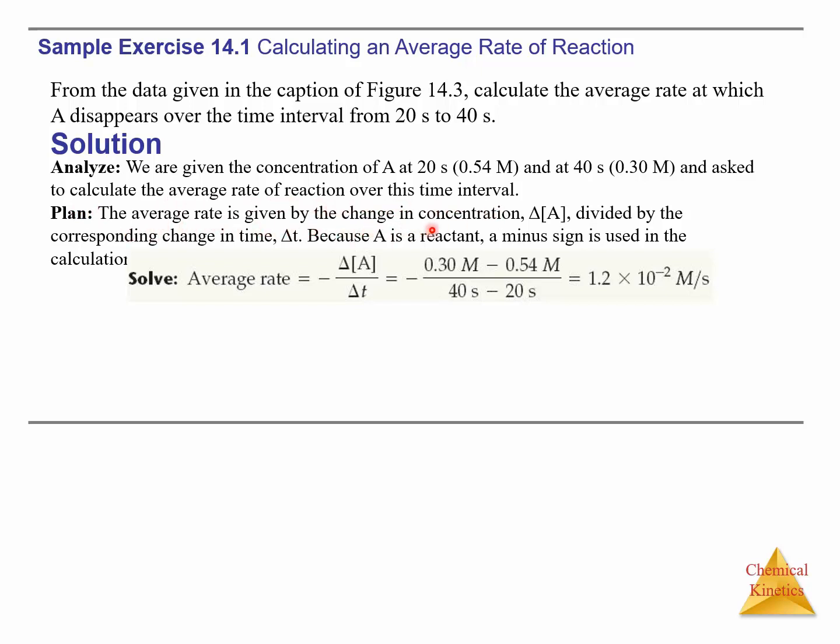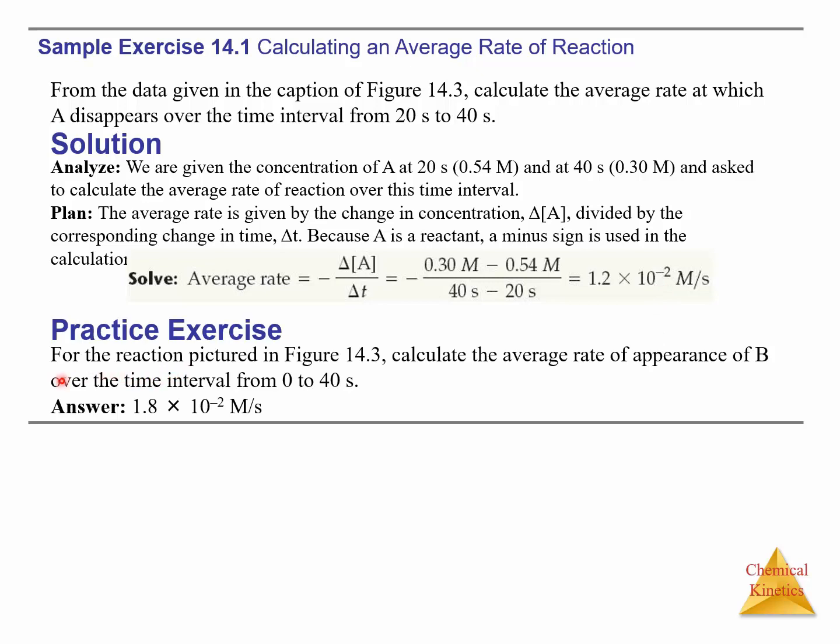Now, the average rate is given by the change in concentration, delta concentration, divided by the corresponding change in time, delta t. Because A is a reactant, a minus sign is used in the calculation. So average rate equals minus... This minus means a decrease in concentration of A with respect to time. So 0.30 molar minus 0.54 molar over 40 minus 20 seconds, and the answer will be 1.2 times 10 to the minus 2 molar per second. You can solve the practice exercise in a similar way from the same figure.